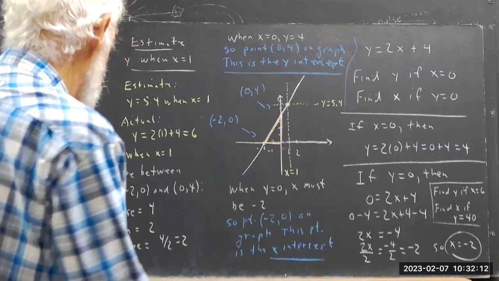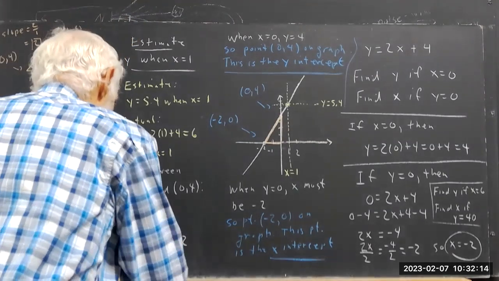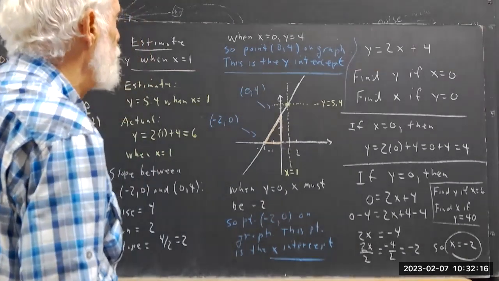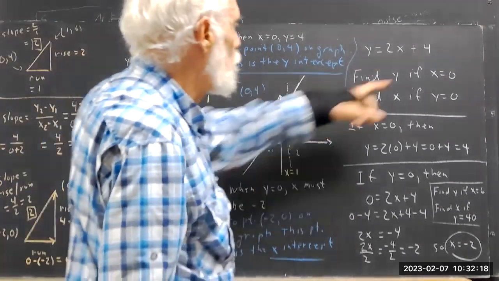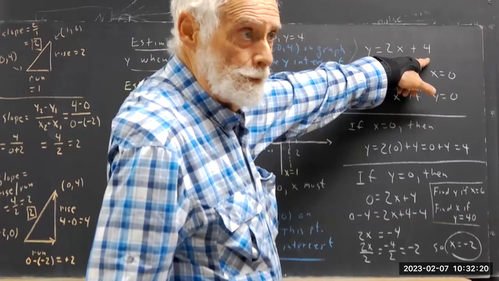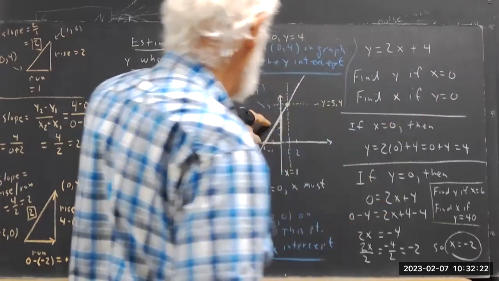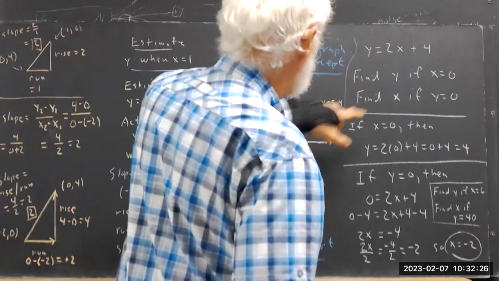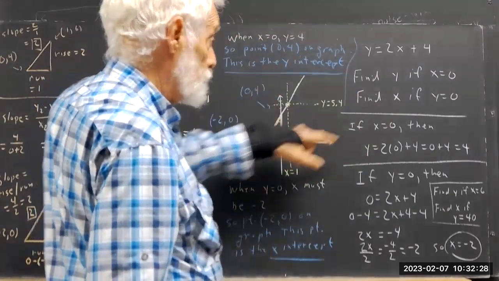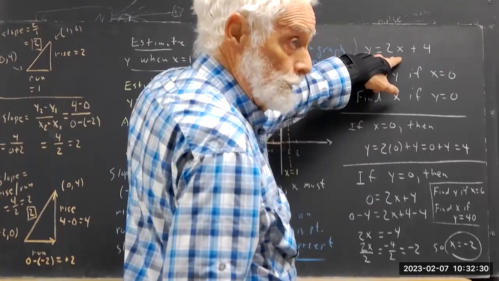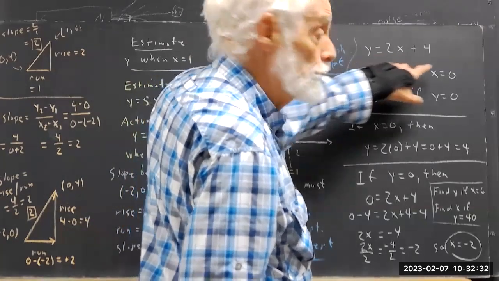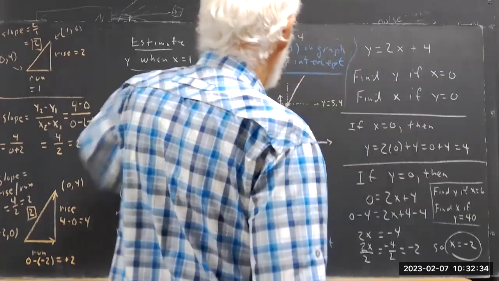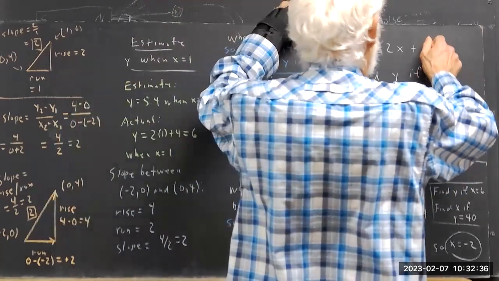Okay, so let's look at what some of this is telling us. Okay, the 4. There. That's our y-intercept, right? Because the y-intercept occurs when x equals 0. If x is 0, we get y equals 4. So this is the y-intercept.